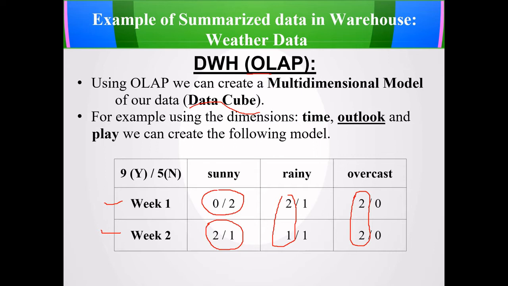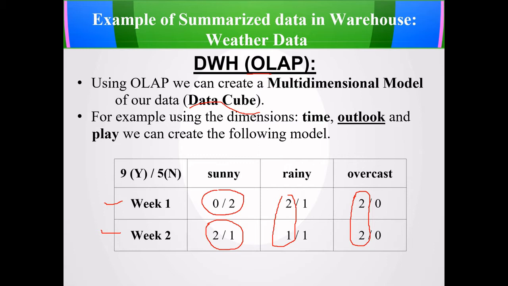Whenever my outlook is sunny, in week 1 how many times is the decision no? That is 2 times. The authorities have taken the decision not to play the match 2 times, and in week 1 the decision to play the match is never taken. The summary is only for week 1.